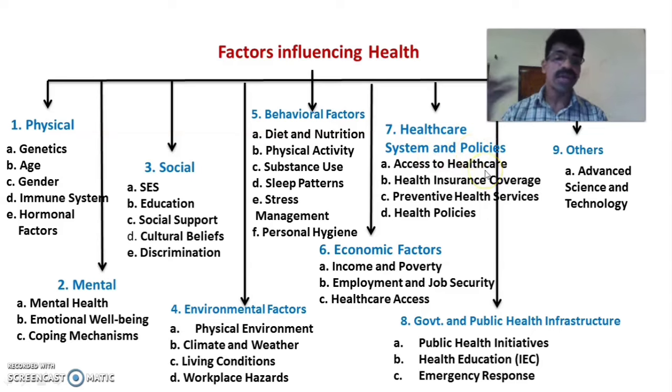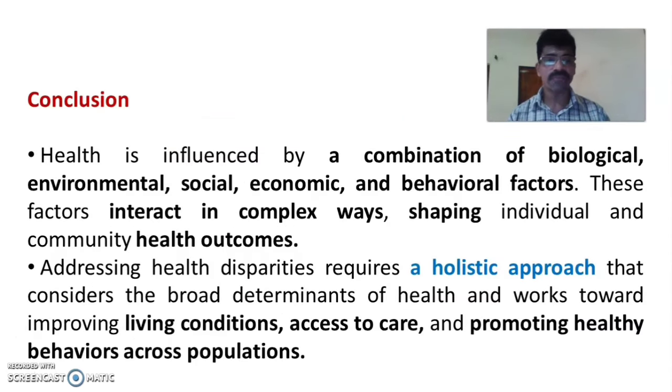It includes access to healthcare, availability of healthcare to the people, especially rural people, health insurance coverage by the government for the public, preventive health services of the government and various national health related policies. Then the eighth factor is government and public health infrastructure, institutions or health settings. That is public health initiatives or programs, health education, IEC or outreach sessions, and emergency response by the government during any outbreak or natural calamities. The ninth factor includes advanced science and technologies influencing the health and well-being of a person. So you can use this table of major factors and sub-factors. You may not remember all those things, but write at least 2 or 3 important sub-factors of each major factor. Now let's conclude the topic.